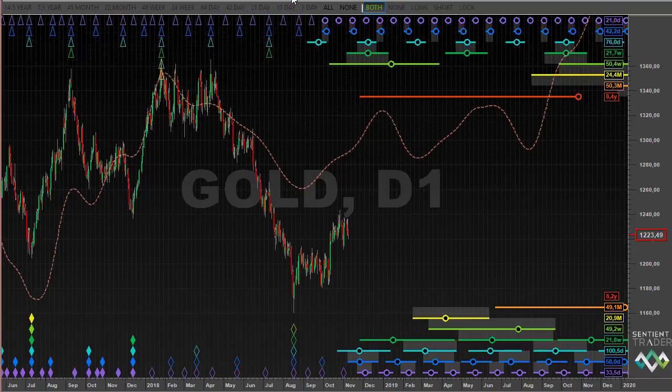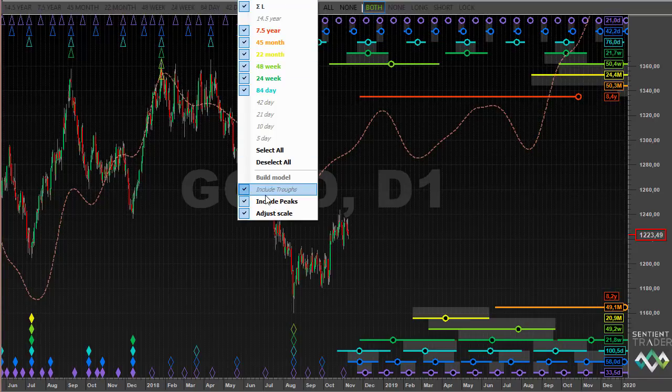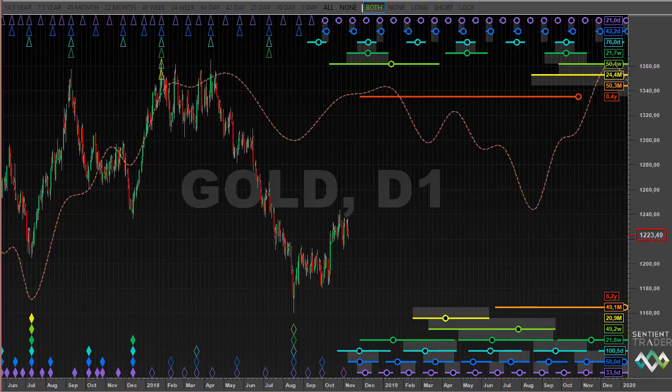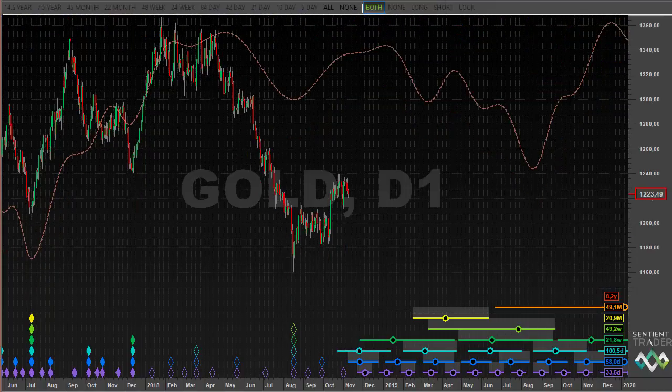Let's do one final exercise, and let's exclude the peaks from this composite model line. Now this is when we see a really big difference in the shape of the composite model line and what we are expecting. You can see that we are still expecting price to rise up into about December of this year. Then we're expecting price to come down, and here is that little trough that we saw earlier.